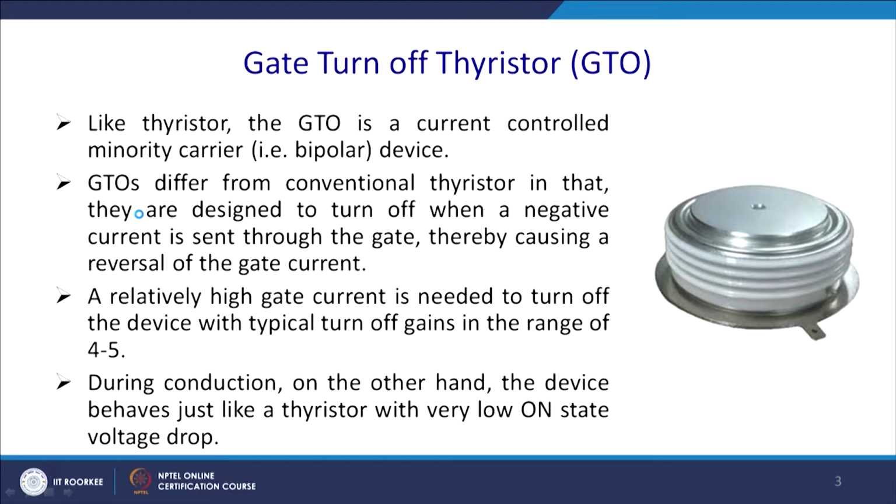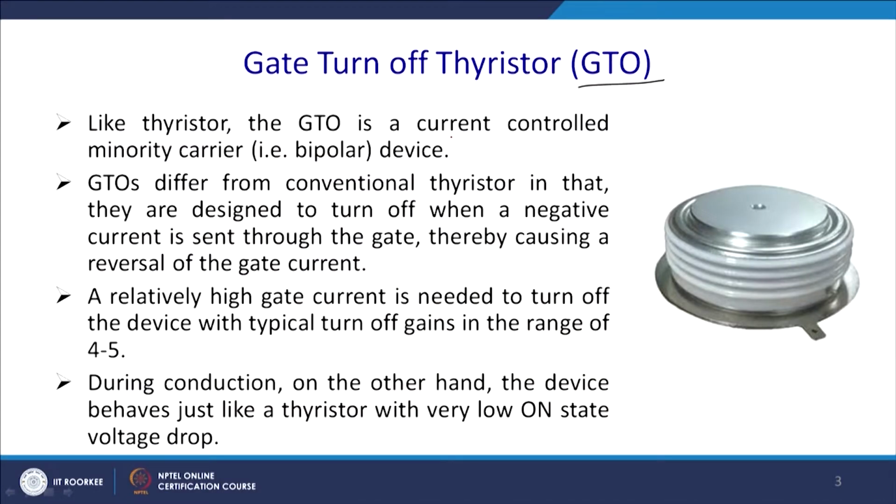So, we shall today discuss one of the very important members of the thyristors, that is the gate turn off thyristor, or GTO. So, it is essentially a thyristor which has the capability to turn off by the gate. This is the basic difference of it. So, like a thyristor, the GTO is a current control device, a minority carrier, bipolar device. Same thing, it is a combination of two PN junction diodes, and we will come to the structure a little later.